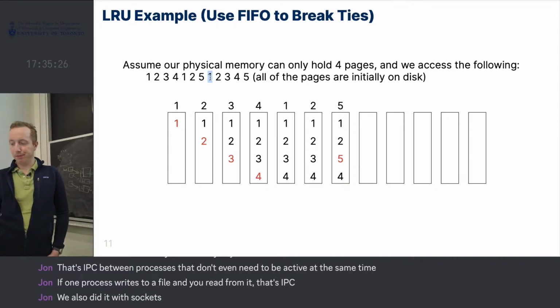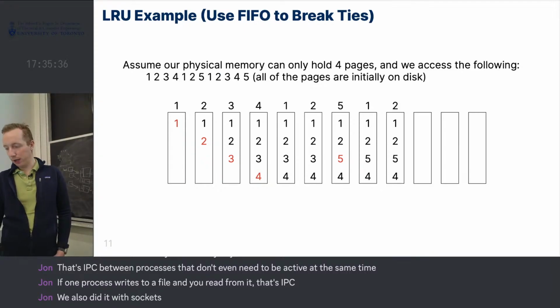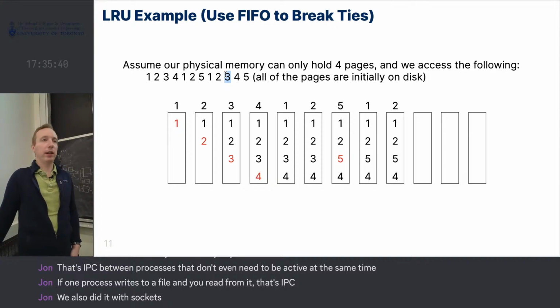And now I access page 1. That all right? Yes. I access page 2. Is that all right? That's all right. Now I access page 3. All right, I need to kick something out. What do I kick out? 4. So I look backwards. I can't kick out 2, can't kick out 1, can't kick out 5. So my last victim is page 4. So I kick it out, and now I access page 4.